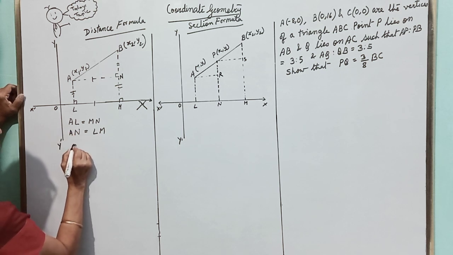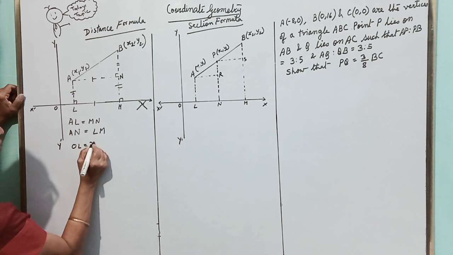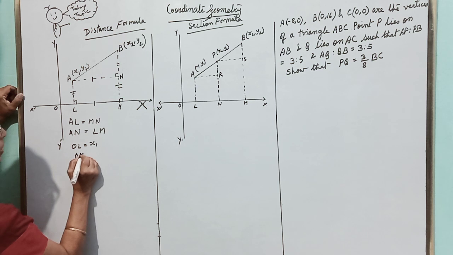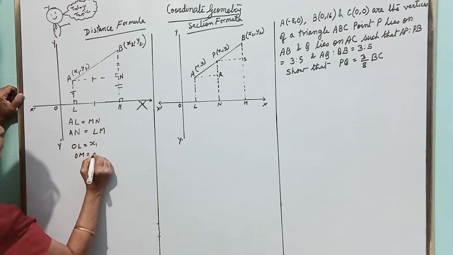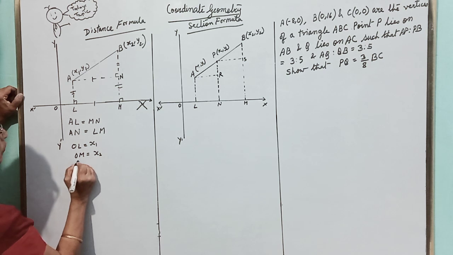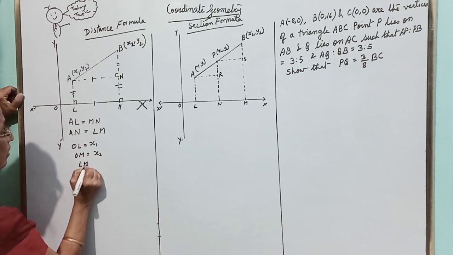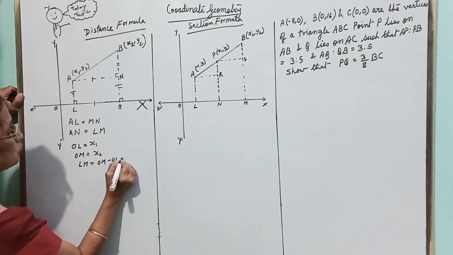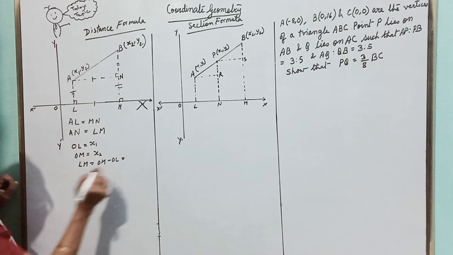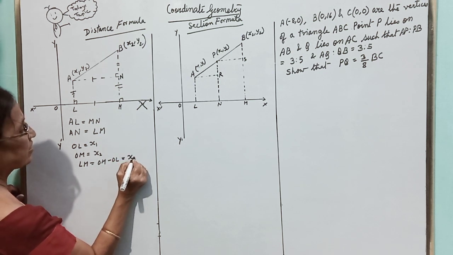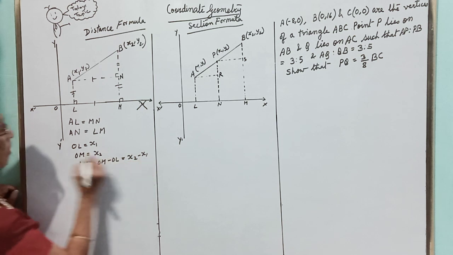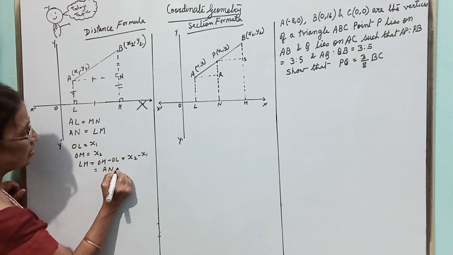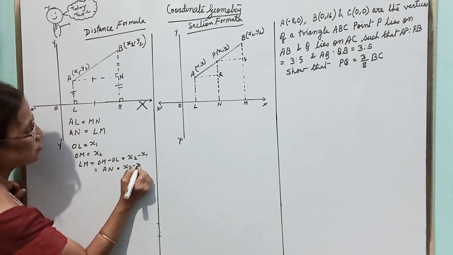Now I have taken, what is OL? OL is equal to your x1, and what is your OM? OM is equal to your x2. Now what is LM? LM can be written as OM minus OL. So this is equal to x2 minus x1. Now LM is equal to AN. So AN is equal to x2 minus x1.